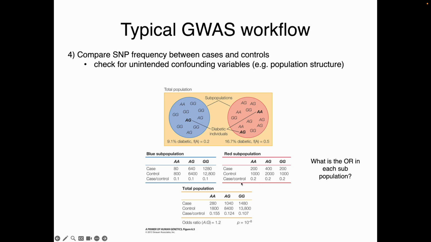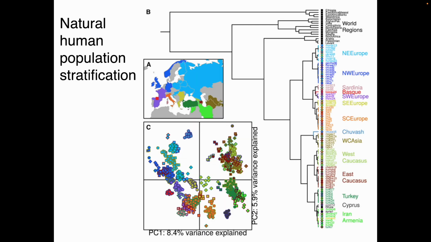Then what you end up seeing is that the case control ratios are like twice as much in the red group. And so you could do that whole pathway, the whole genome-wide association workflow, on the red and the blue to see if there's actually an association.